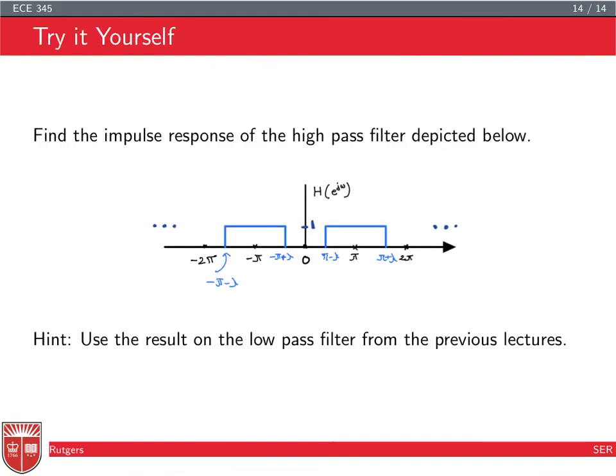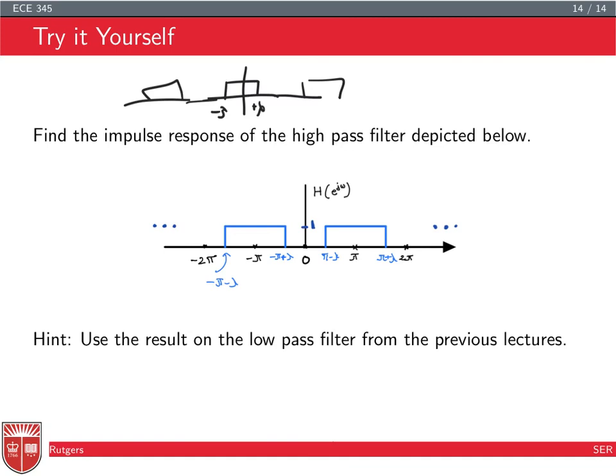This brings me to the end of this lecture with a problem for you to try by yourself, which is to find the impulse response of the high pass filter depicted below. If you remember, we did the low pass filter before. For the low pass filter, we already found the DTFT, which looked like this, from minus lambda to plus lambda, and of course you have the replication because it's periodic. And we found the impulse response of this filter, which looked like the sinc function.